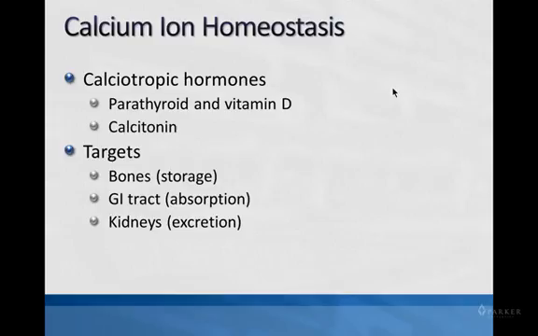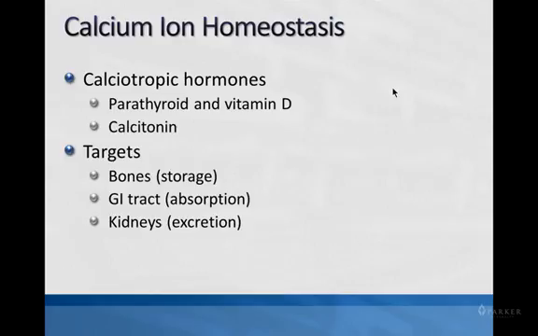That term tropic means changing because of or responding to something. So these things respond to changes in calcium levels. I've put parathyroid and vitamin D together for a reason, because they have similar roles in regards to maintaining calcium. Their job is to try to get blood calcium levels back up. Calcitonin is left by itself because it will have the opposite effects.